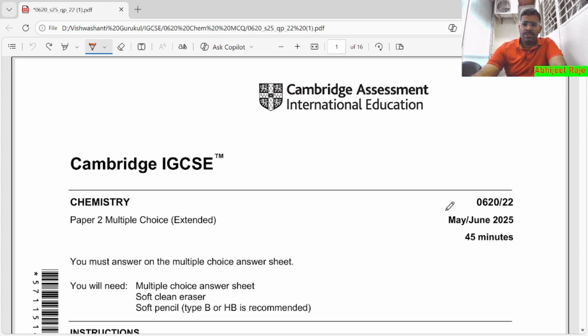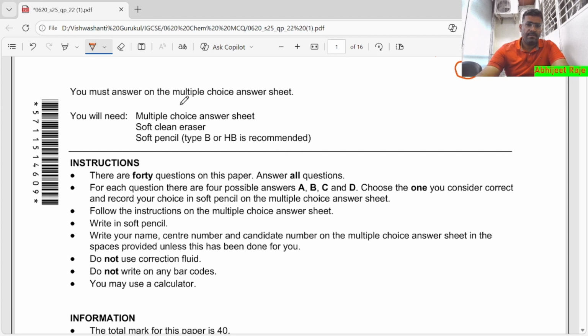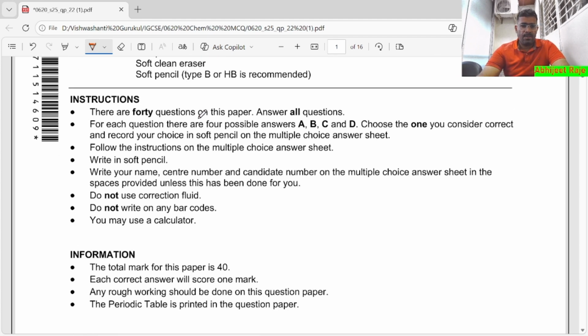So this is the May-June 2025 paper. The time given is 45 minutes. This is the paper code. So let's start. It's the extended paper. Look at the first MCQ.